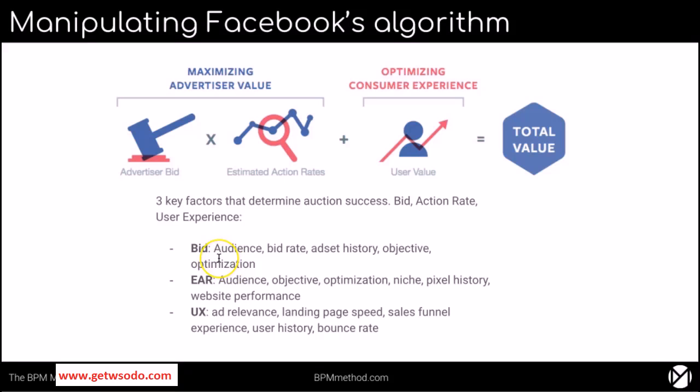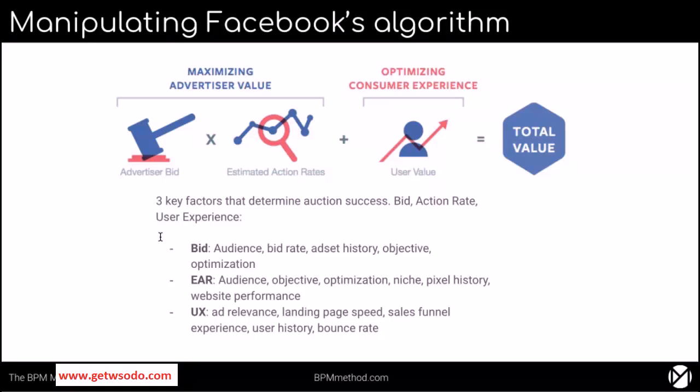So the bid contains the information around the audience. It contains information around your bid, so we can talk about automatic bid and manual bid, which we'll cover later on as well. It also covers the ad set history, what has happened in the campaign previously and in your ads, and what objective you have in place. The objective could be website conversion, traffic, reach, etc. And then what optimizations are in place as well.